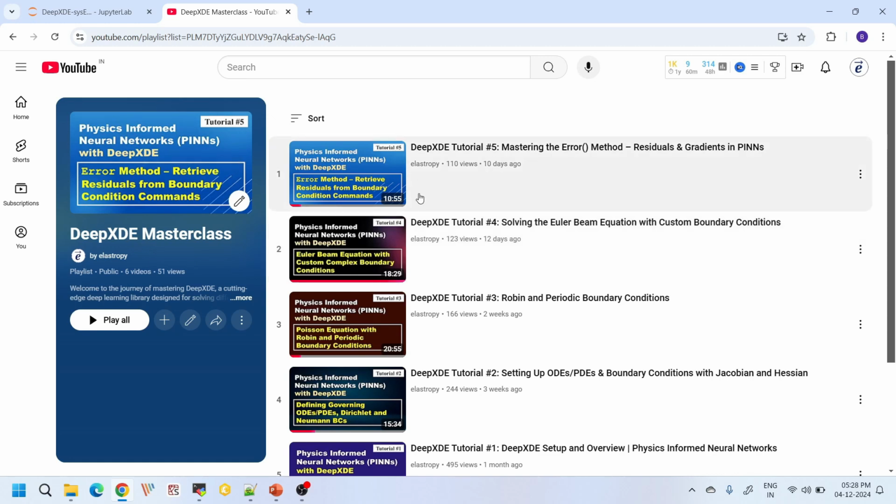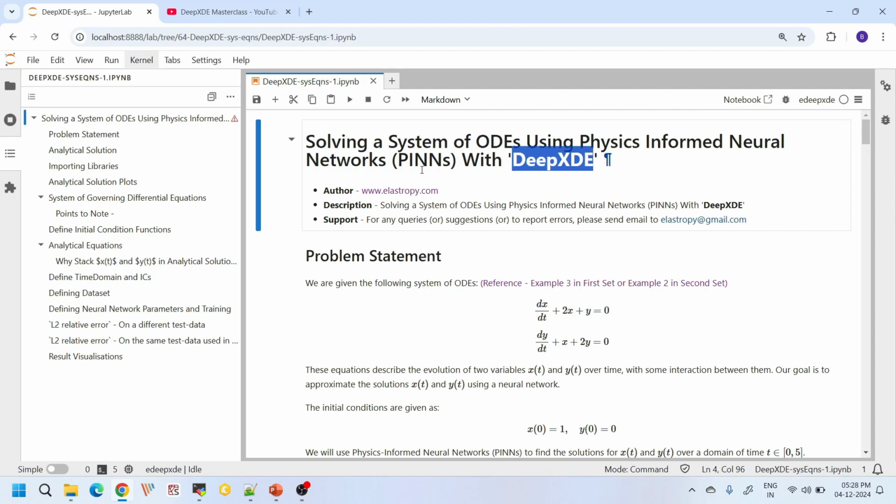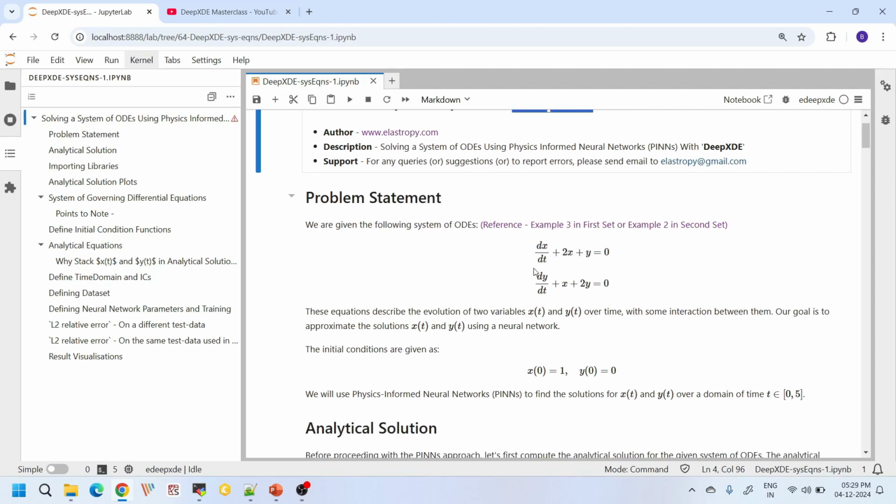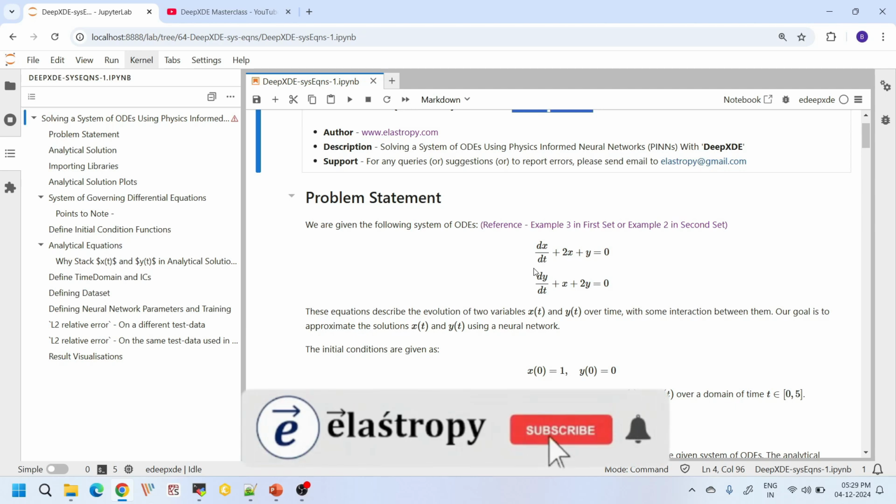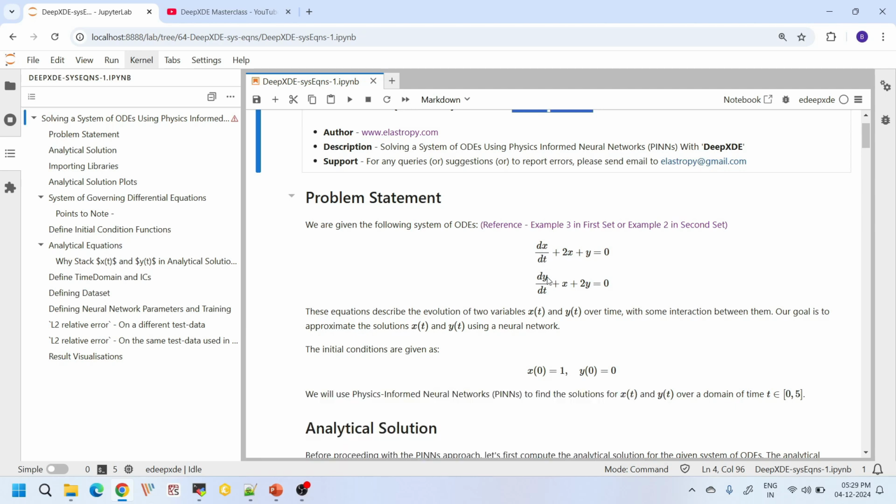In this tutorial series, we explore solving different types of differential equations using physics-informed neural networks with the DeepXDE library. In this particular session, we are focusing on a system of coupled first order ordinary differential equations. These equations describe how two variables x of t and y of t interact and change over time.